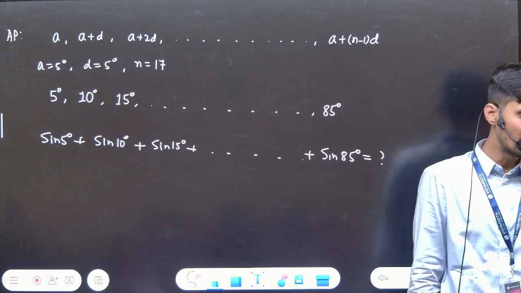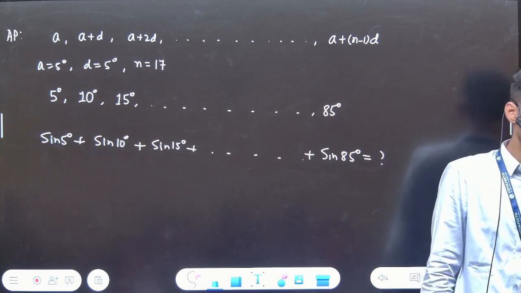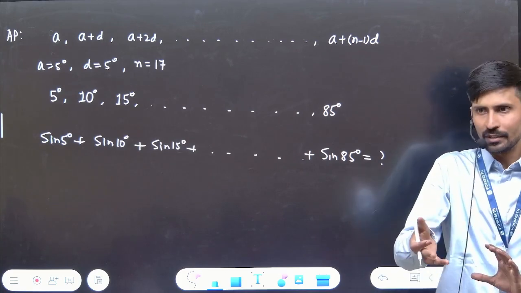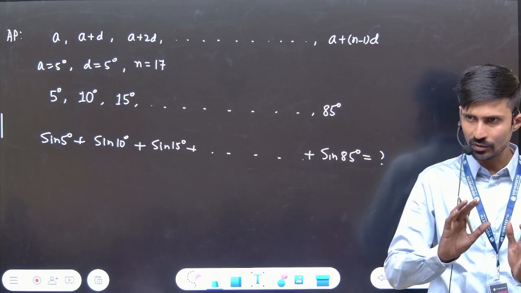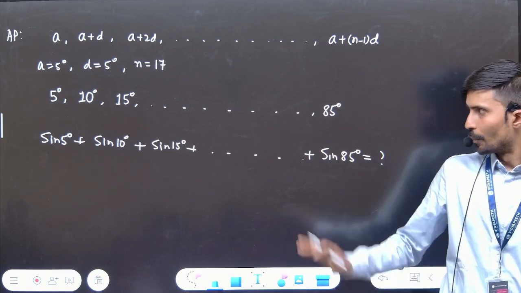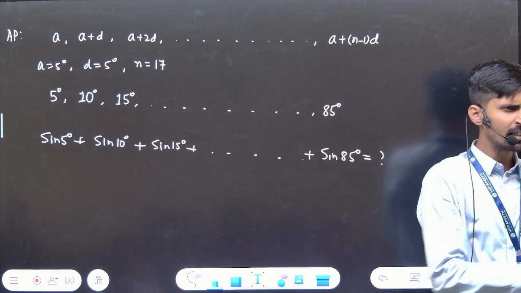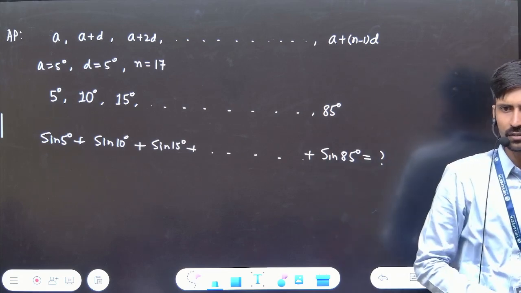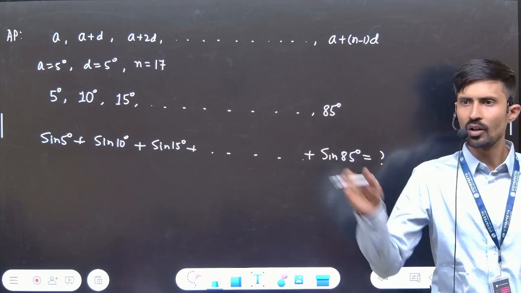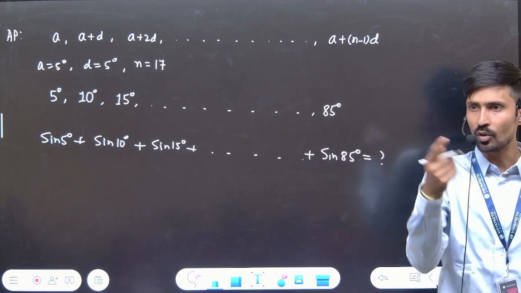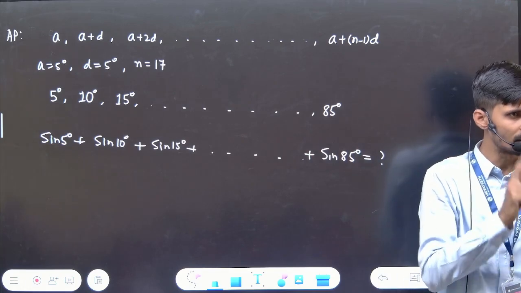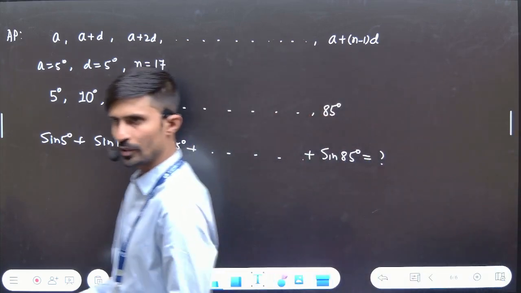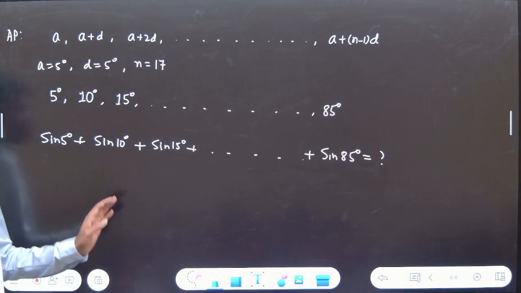But only sine should be there. Sine square should not be there. If sine square is there, we cannot add, then we'll have to think something else. But here, when direct sine is there, all are sine, and angles are in AP, then we can add. Same for cos, not cos square, not cos cube. Only sine should be there. So I am going to tell you how to add all this.